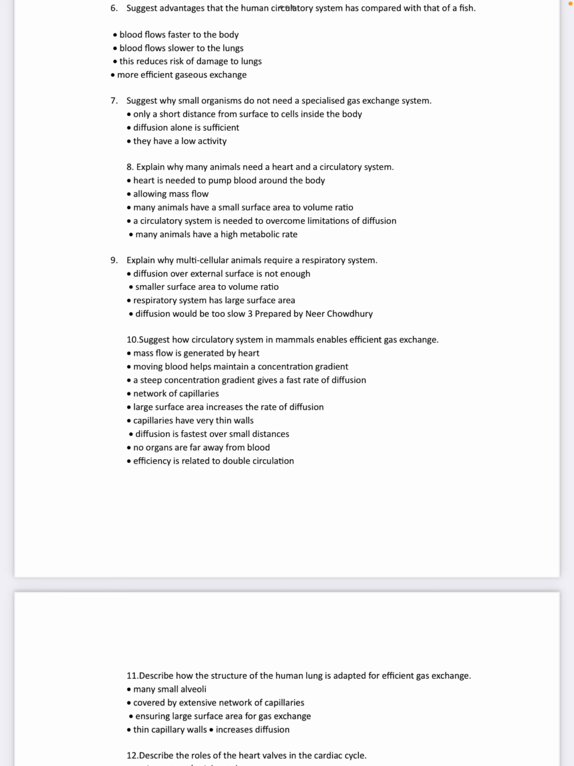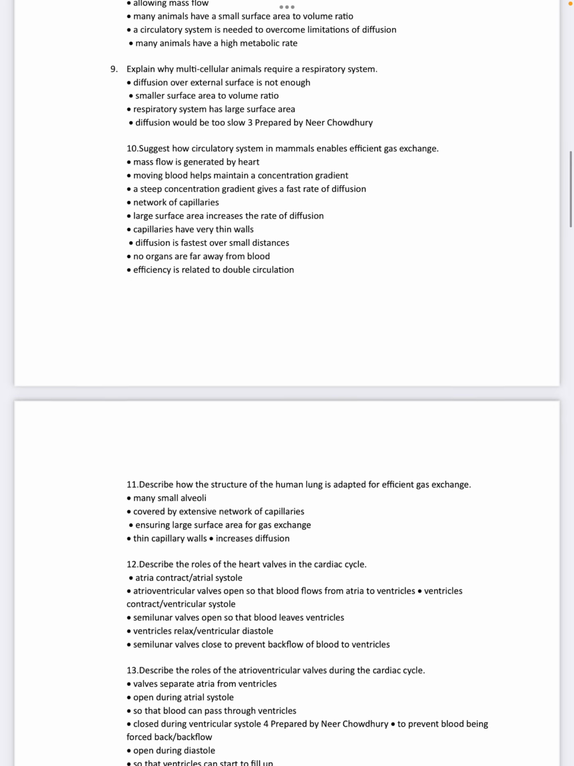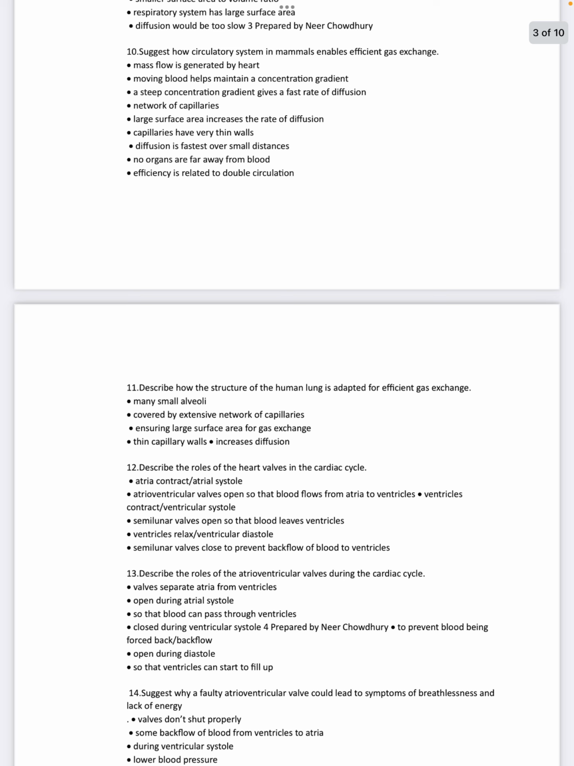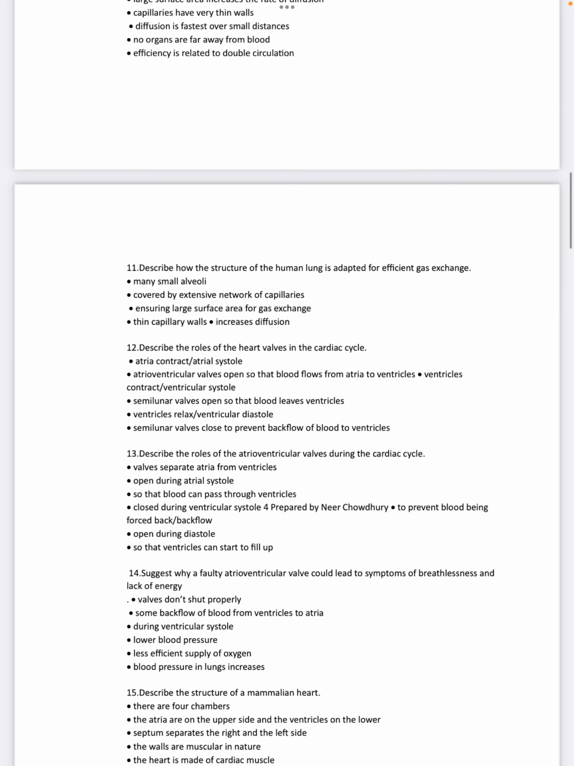Okay. Question 10. Suggest how the circulatory system in mammals enables efficient gas exchange. Mass flow is generated by the heart. Moving blood helps maintain a concentration gradient. A steep concentration gradient gives a faster rate of diffusion. A network of capillaries with a large surface area increases the rate of diffusion. Capillaries have very thin walls. Diffusion is fastest over small distances. No organs are far away from blood. Efficiency is related to double circulation.